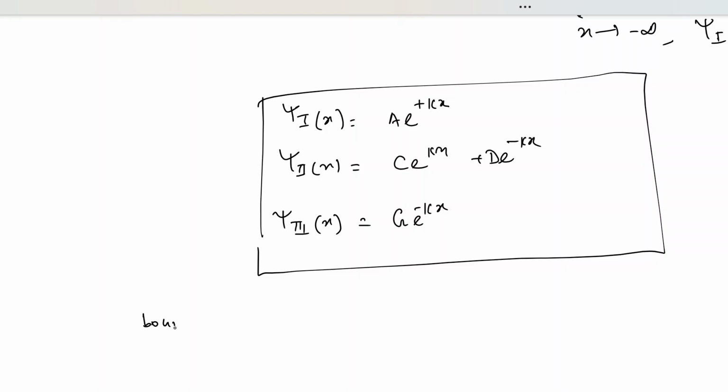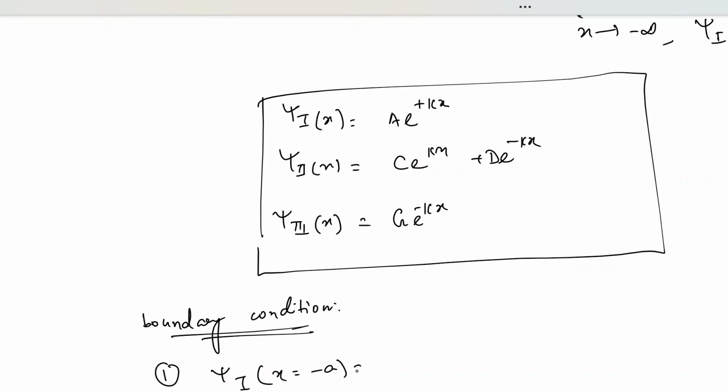So the boundary conditions you need to apply are simple. First, the wave function psi(x) is continuous everywhere. Second, the derivative of the wave function will be discontinuous only where the potential diverges. So these are the two boundary conditions. The first one is that psi is continuous everywhere. That means psi 1 at x equal to minus a will be equal to psi 2 at x equal to minus a. Okay, this is one condition.